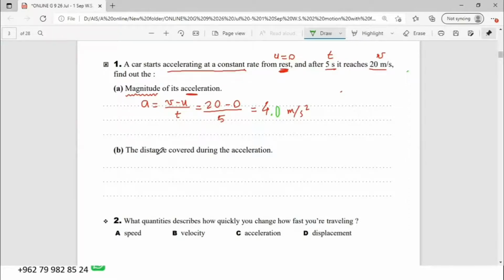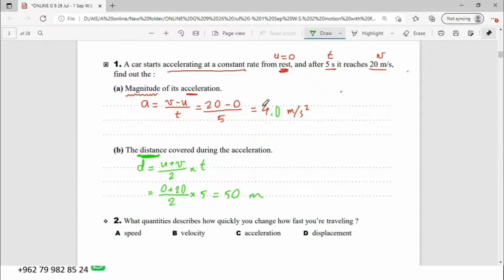Okay. Then they ask about the distance covered during this time. As we know, distance equals U plus V over 2 multiplied by T. We substitute the values: 0 plus 20 divided by 2, which is 10, multiplied by 5, and the answer is 50 meters. Okay, that's it, guys. Any questions?